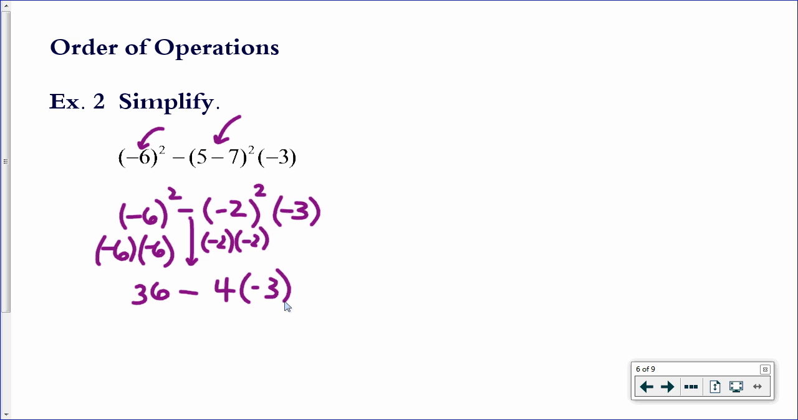Notice when I evaluated the exponent, I dropped the parentheses because I actually did the exponent. I don't need the parentheses around the -2 anymore. It became a positive 4.